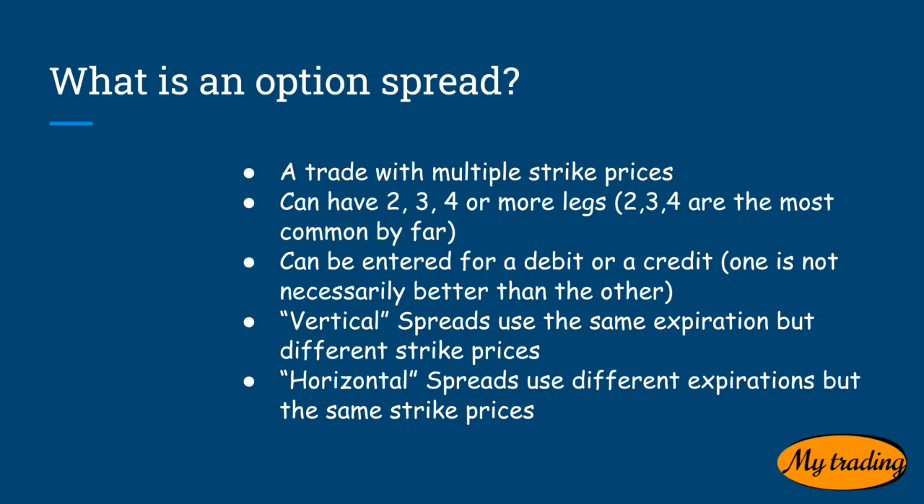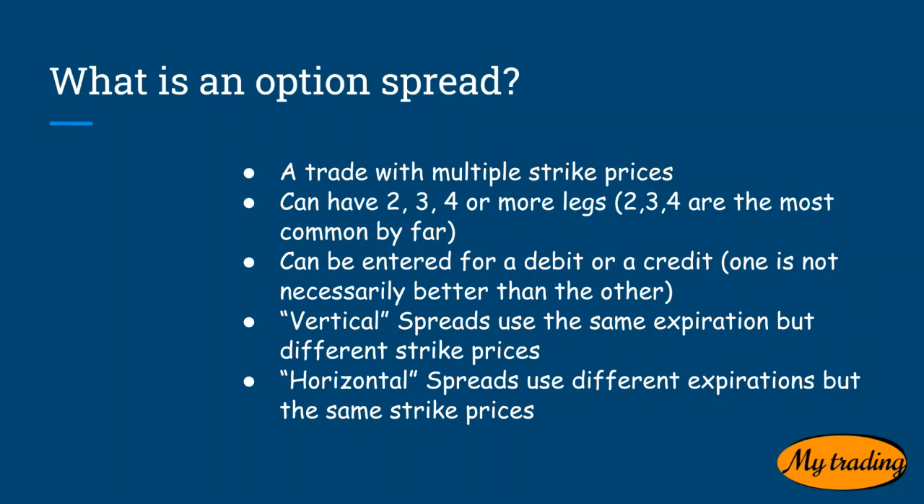Just because you get a credit doesn't automatically make it better, because eventually you're going to have to close these out. If you bought something for $1 but were able to sell it later for $3, that's good. If you sold something for $3 and later you were able to close it out or buy it back for $1, that's equally good. It's just a matter of which order you're doing them in. One isn't necessarily better than the other.